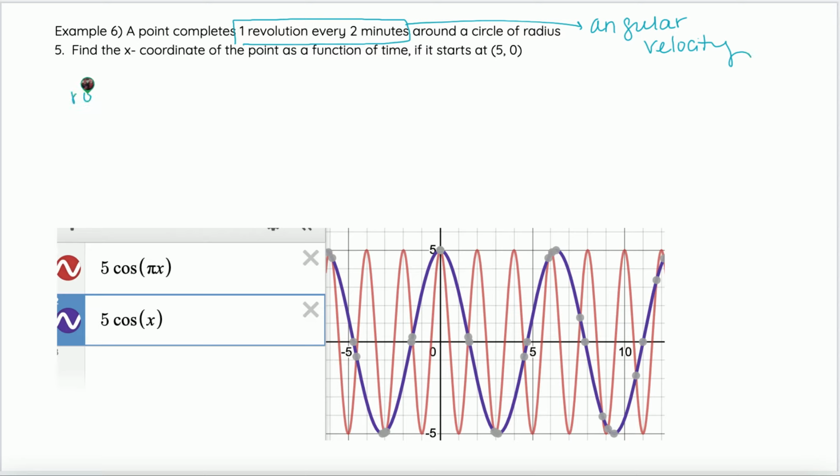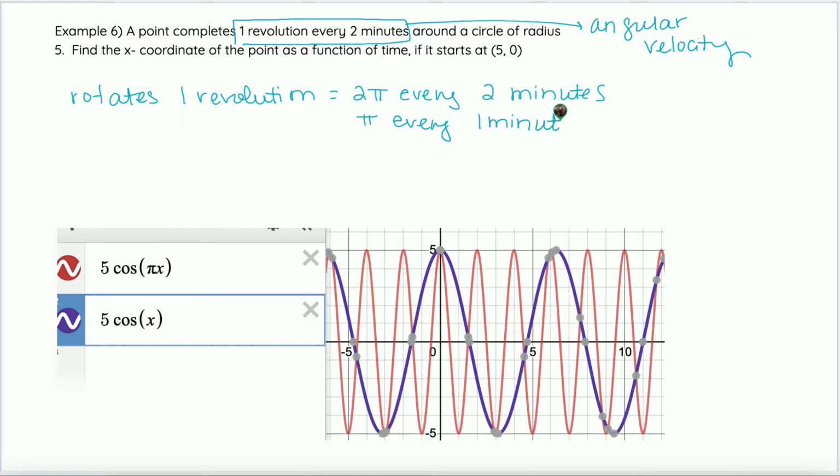We know that it rotates 1 revolution, or 2 pi, every 2 minutes. Using ratios, that would mean it would rotate pi every 1 minute. Therefore, theta of t is equal to pi times t radians. We also know that x, because they're asking for the x-coordinate, is equal to the radius times cosine of theta. This would provide us with x of theta is equal to 5 times cosine of theta.